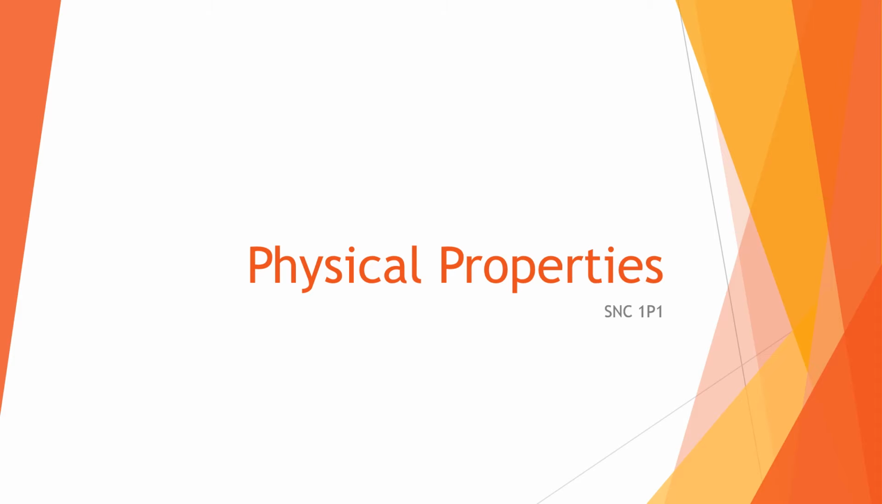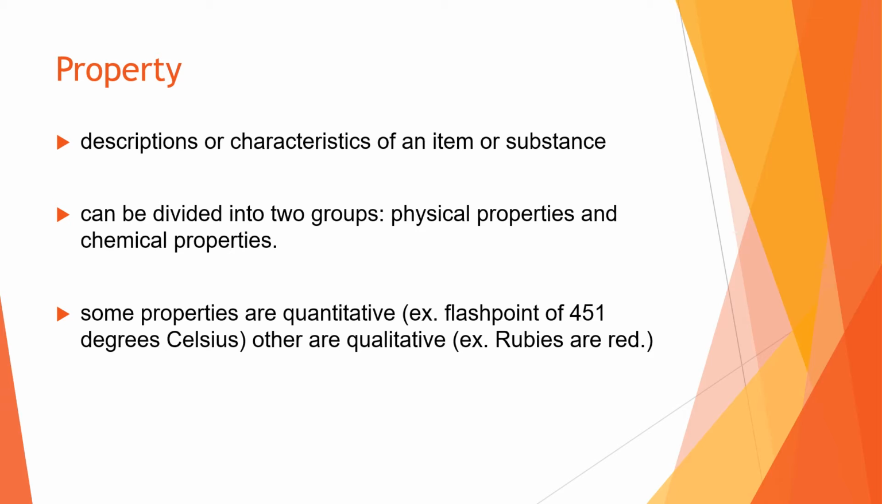Okay, so now we are going to move into the second lesson of the chemistry unit, which is on physical properties. Okay, so what is a property? Descriptions or characteristics of an item or substance can be divided into two groups, physical properties and chemical properties. So we are going to learn the difference between those. We're going to have a lot of specific examples of specific types of physical and chemical properties that we're going to go into.